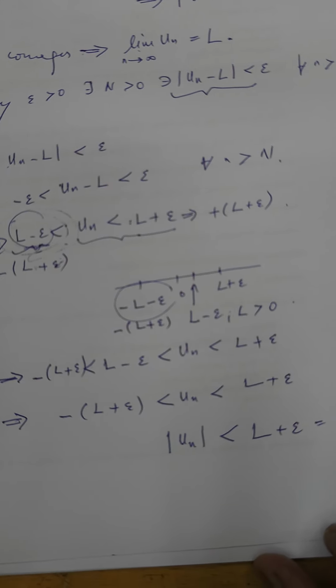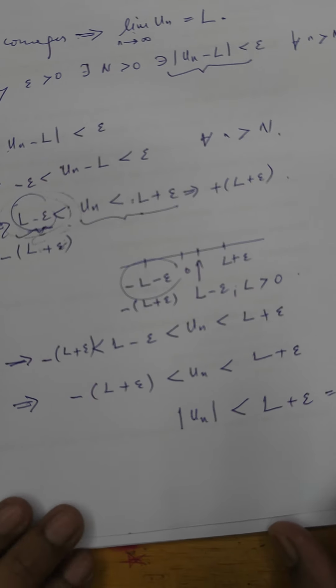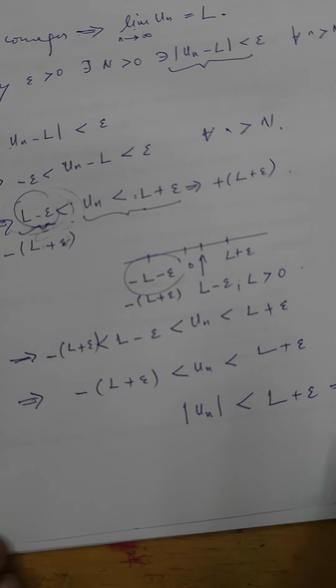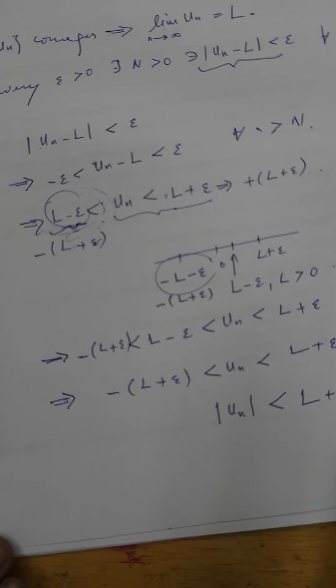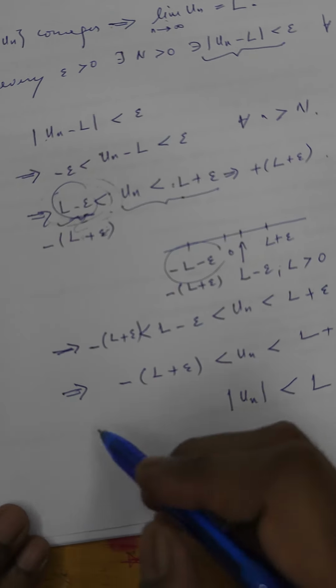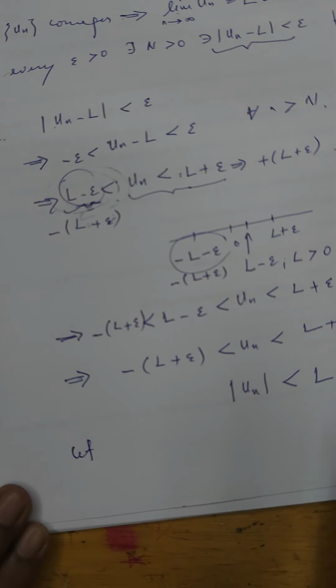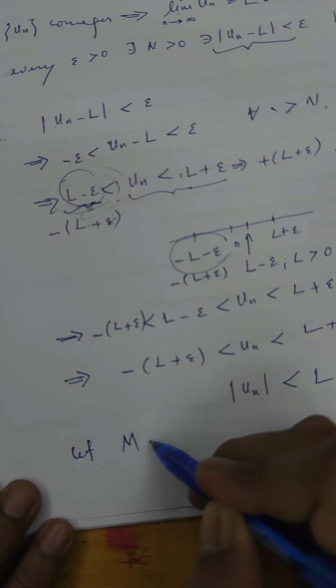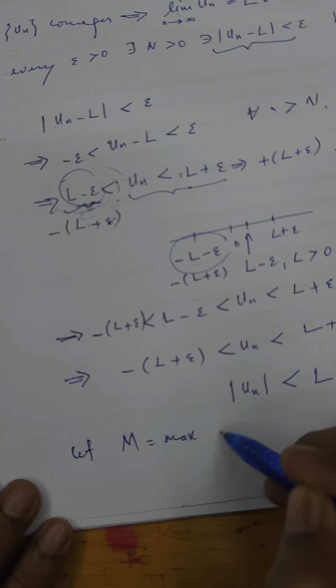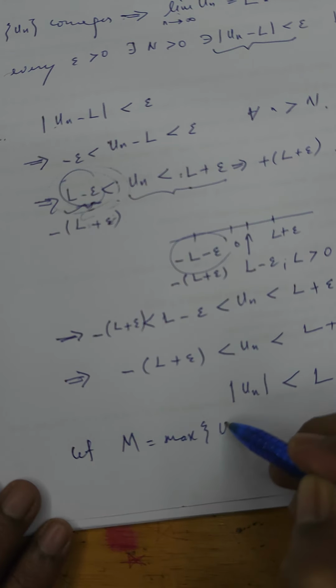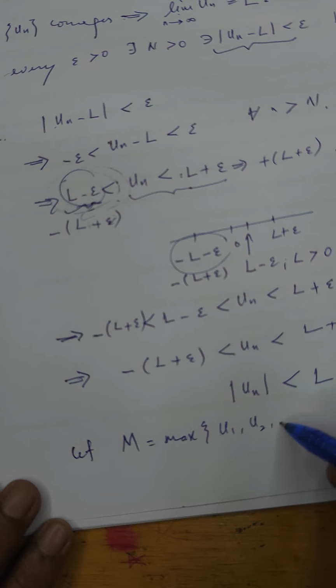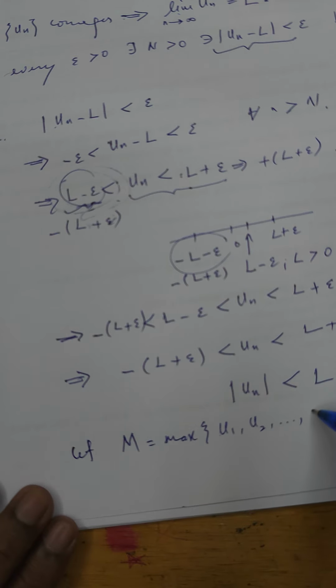Now, having done that, we might have many of those. We might have L somewhere. Then we choose the maximum of all those numbers. So let M be the maximum of u_1, u_2, and so on up to u_n, and lastly L plus epsilon.